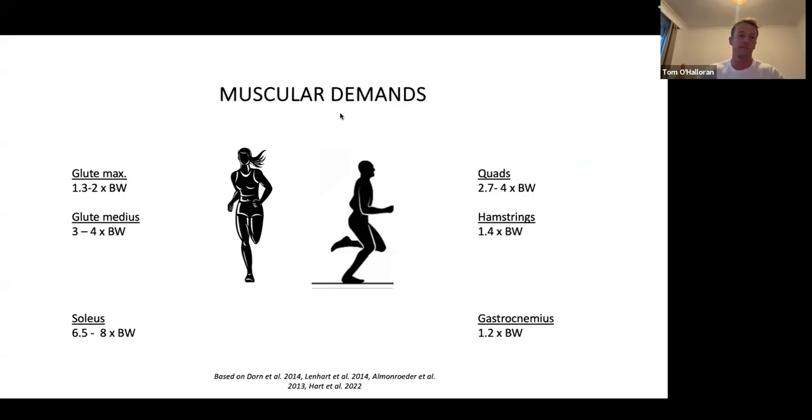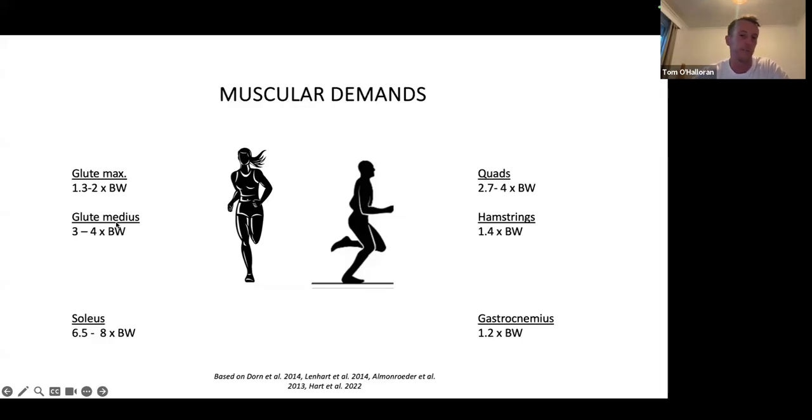During running, we'll get around 6.5 to 8 times body weight through soleus, so pretty high. It's got a massive physiological cross-sectional area. It's capable of producing huge amounts of force. Probably want to have some test of isometric strength of soleus.